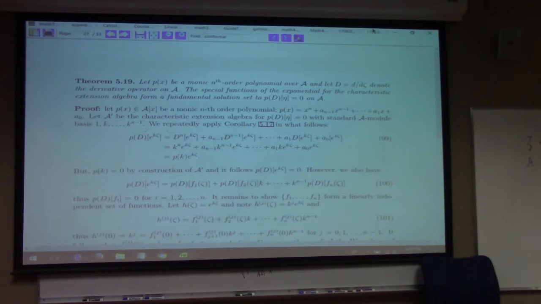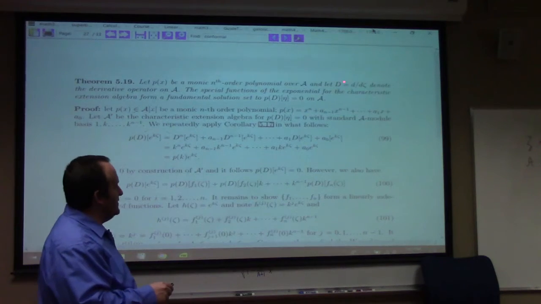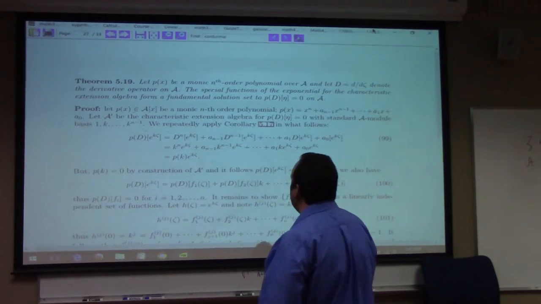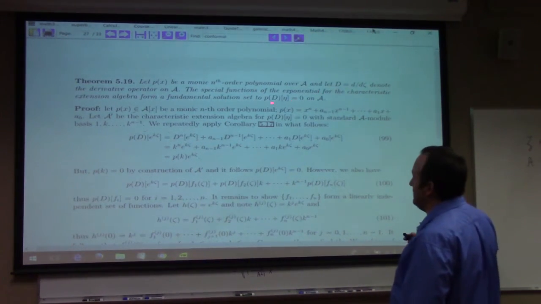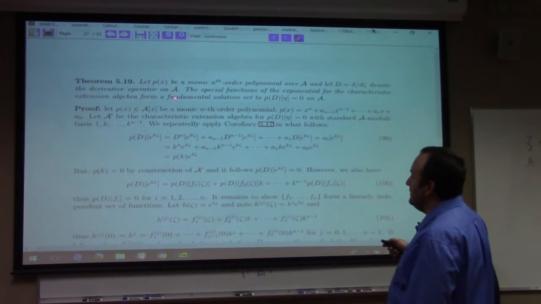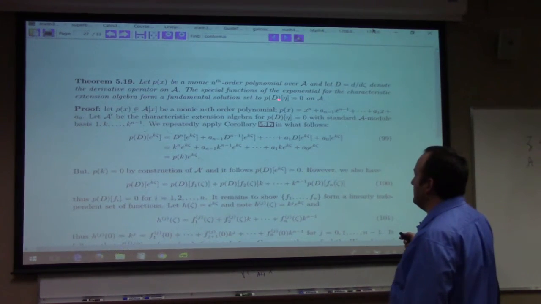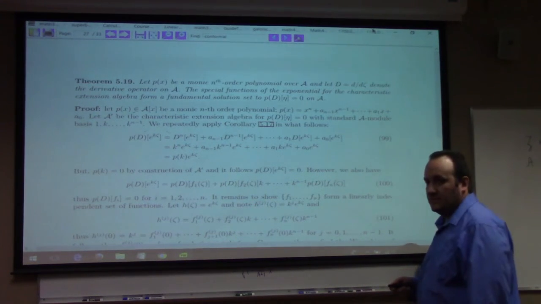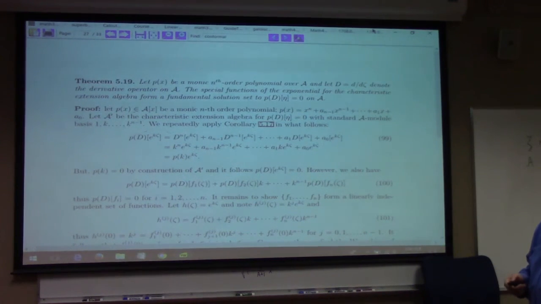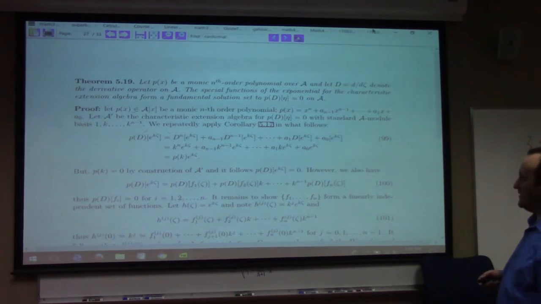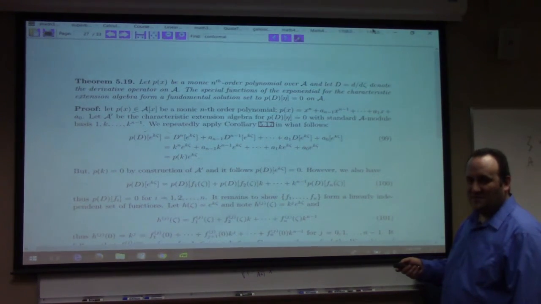Let p of x be a monic nth order polynomial in A, D the differentiation operator of the algebra. The special functions of the exponential for the characteristic extension algebra form a fundamental solution set for the nth order A-ODE, which is pretty much me saying I can solve any nth order A-ODE by taking a linear combination of these special functions. And the proof, now that we've built this up, is pretty easy. It's really the calculus 2 proof.